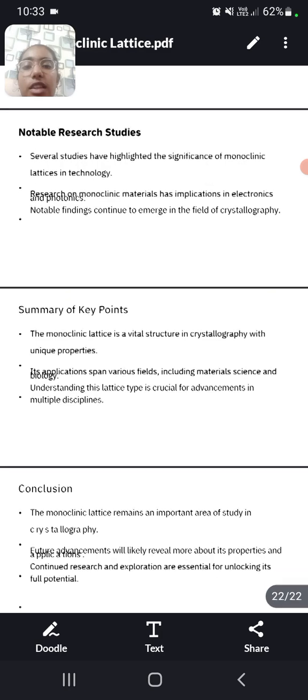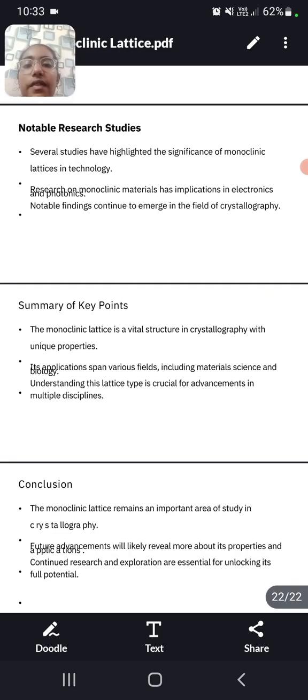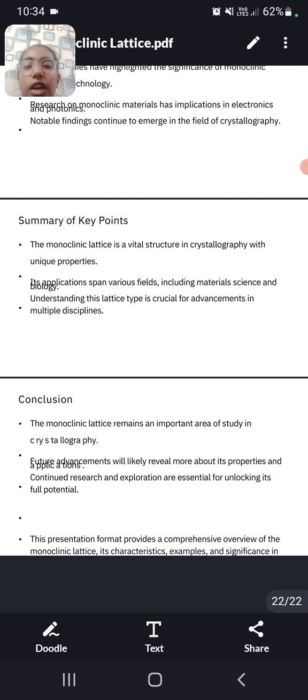Next is notable research studies. Several studies have highlighted the significance of monoclinic lattices in technology. Research on monoclinic materials has implications in electronics and photonics. Notable findings continue to emerge in the field of crystallography.